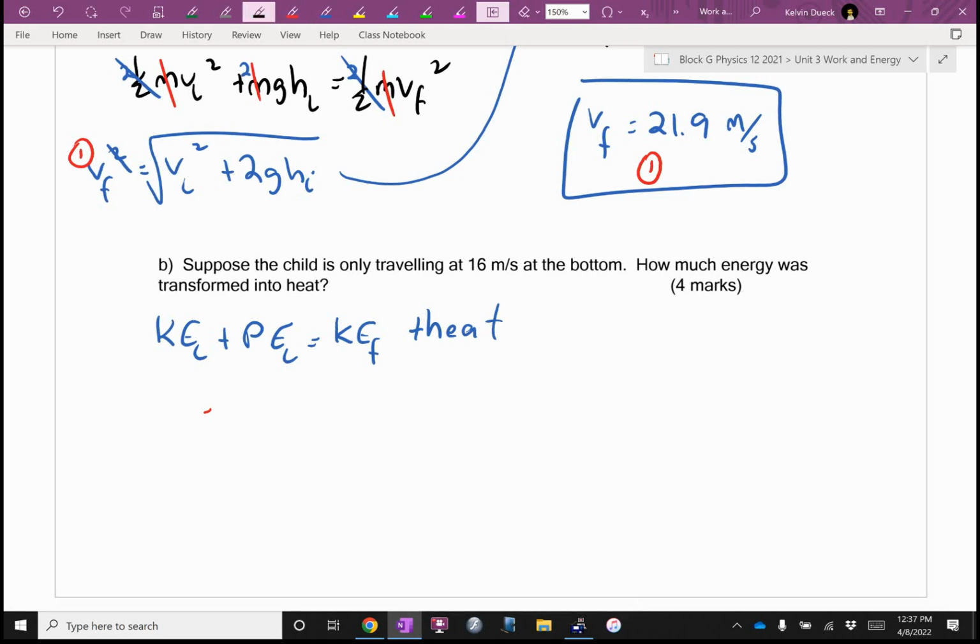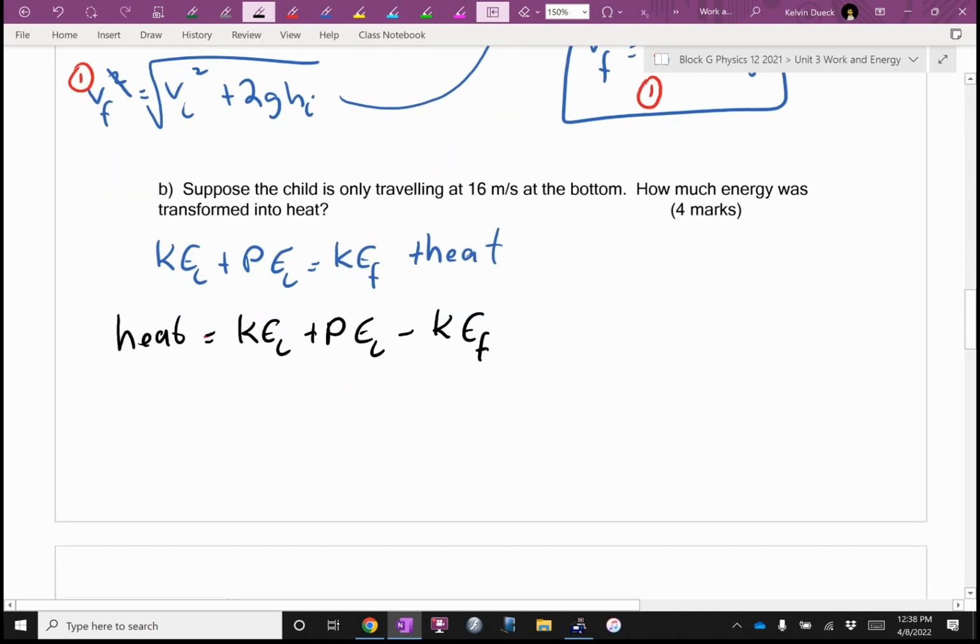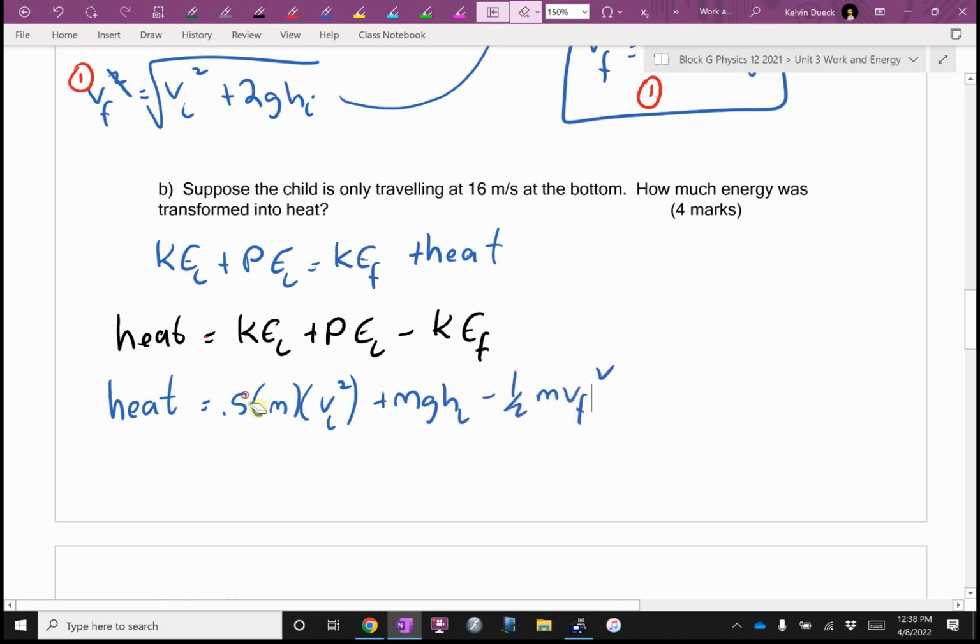let's do it in black, Mr. Duke. Heat is going to be initial plus initial minus final. Heat is going to be 0.5 times m times v initial, which was, well, I'll just write v initial squared, plus m g h initial minus a half m v final squared. I don't know why I wrote this in brackets. I was like it was numbers. Let's just go a half m v initial squared.